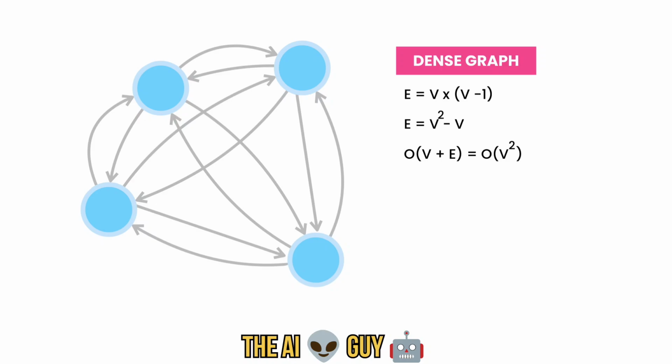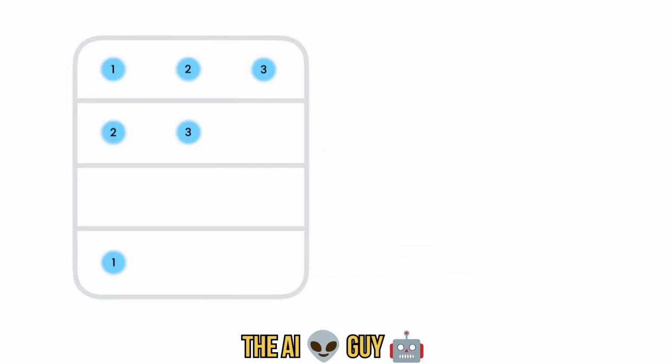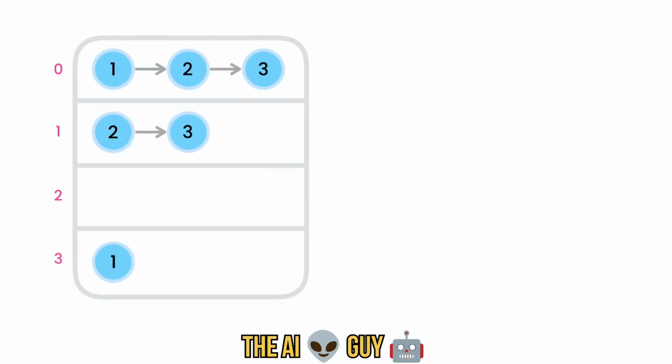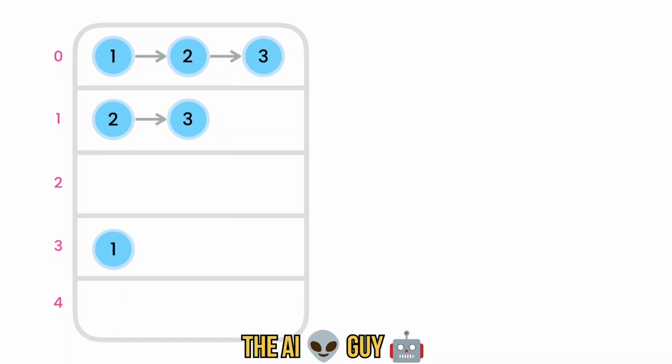Now let's look at the time complexity of various operations. Let's talk about adding a node. To add a node, we simply add a new element in our adjacency list. This is an O(1) operation. What about removing a node?